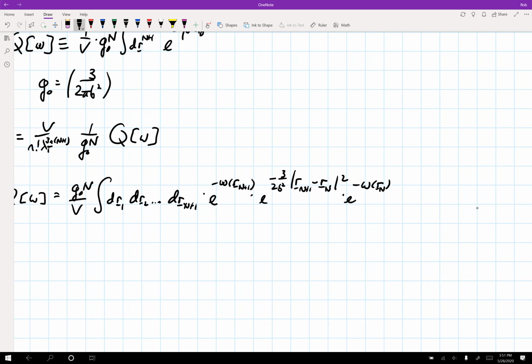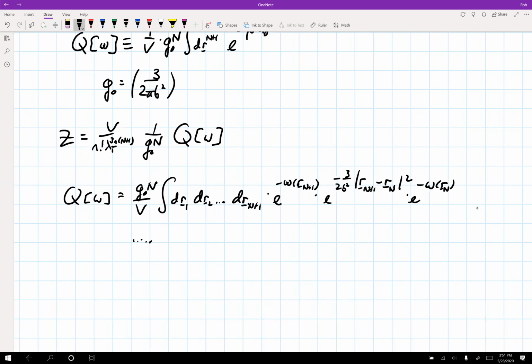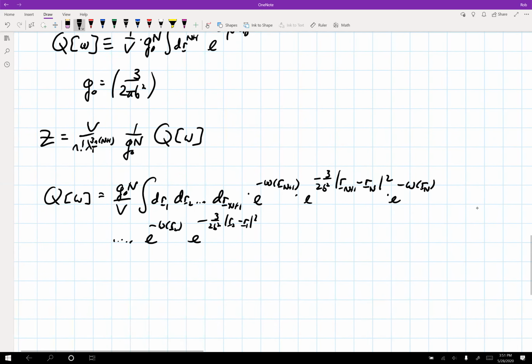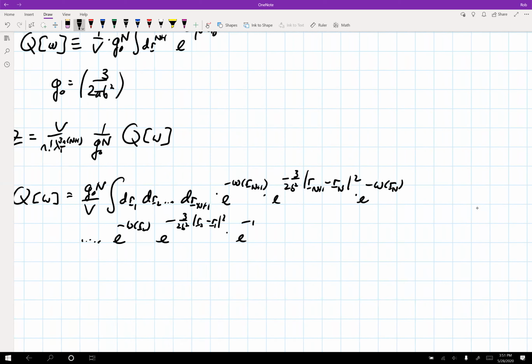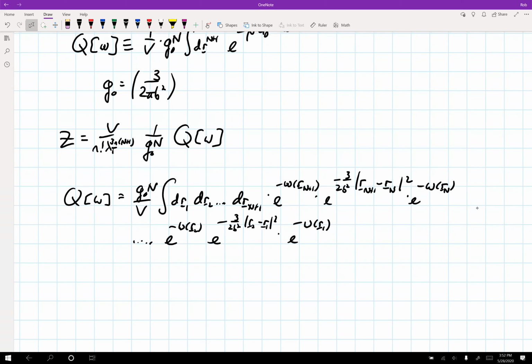And then of course this is going to continue over and over until we get to the far end of the chain. I'm just going to put an ellipsis here and say that this goes all the way down until we have e to the minus W of r2, e to the minus 3 over 2b squared times r2 minus r1 all squared. And then finally, we have the terminus of the chain at r1. All in total, this is the full-blown brute force partition function that we have for our molecule, with everything written out explicitly.